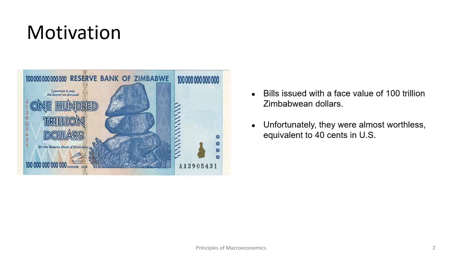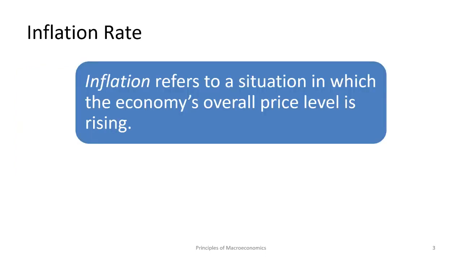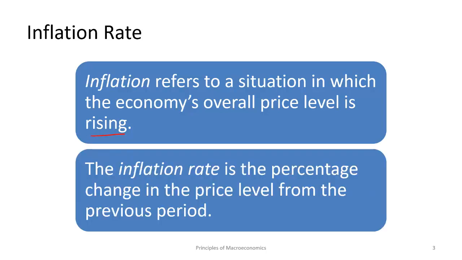So let's try to define inflation first. Inflation refers to a situation in which the economy's overall price level is rising. Whenever prices are rising, it's called inflation. Now the inflation rate, that's what you hear most of the time, is the percentage change in the price level from the previous time period. We'll learn about how to calculate the inflation rate in later chapters.